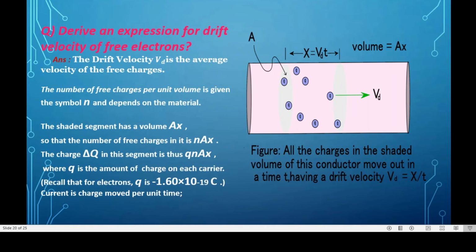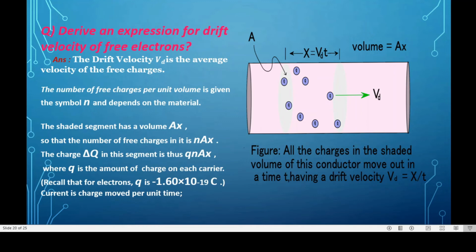So the number of free charges in it is n into volume. The volume is Ax times n. The charge delta q in the segment is thus q times nAx. Here note that q is the amount of charge on each carrier. For example, when you take an electron, the value of q is taken as minus 1.60 into 10 power minus 19 coulombs.